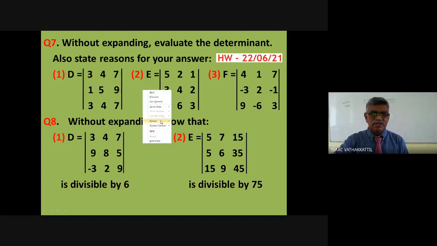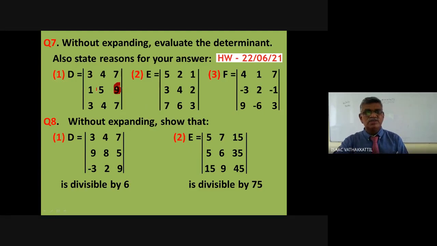Let me, for convenience, make this 6. It's not 9, 6. Understand? This is 6. This is 6 means if you add the operation, C1 changes to C1 plus C2. What will I get? 3 plus 4, 7. 1 plus 5, 6. 3 plus 4, 7. Here again you have 7, 6, 7. Two columns identical and the value is 0.